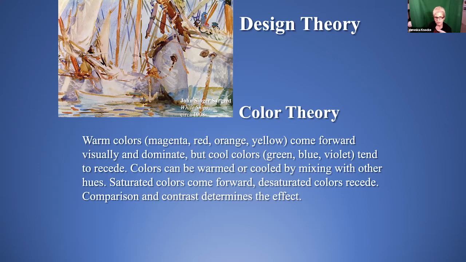So if you look at this picture by John Singer Sargent of ships, you can see that the bluer colors tend to look like they're falling back. And then the redder colors, like the prow of the ship with that red brown, comes forward towards you. It's just this idea of space being set up by just color.